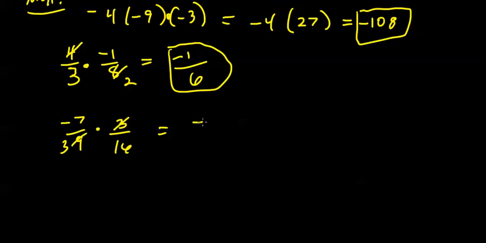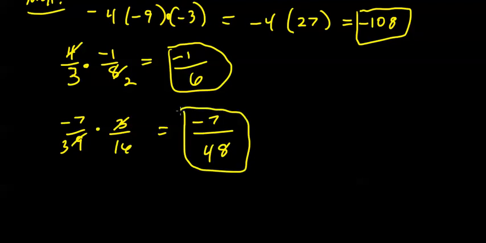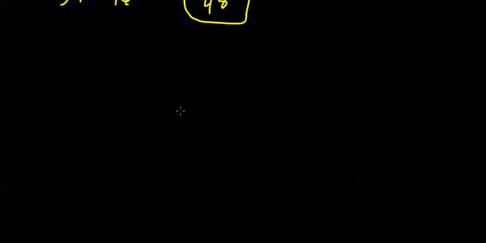Minus 7 times 1 in the numerator is minus 7. 3 times 16, well, 3 times 6 is 18. Carry the 1. 3 times 1 is 3, plus 1 is 4, so 48. So I end up with a minus 7 48ths as a return for that problem. Alright, so we did 3 simple multiplication type problems, multiplying real numbers. How about division?